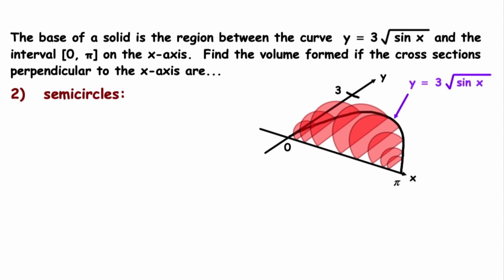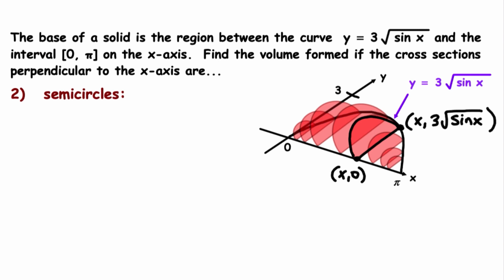Find the volume. Well, the first thing we need to do is figure out how long this piece is right here. I'll just take a random semicircle. I'll happen to pick this one right here. This is the point x, 0. This is the point x comma 3 rad sine x.